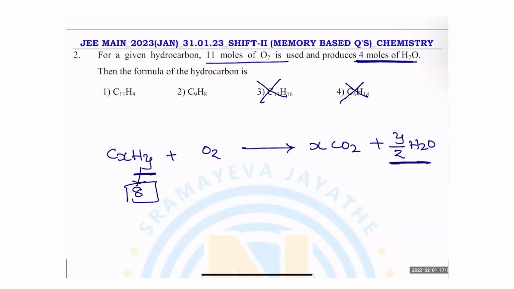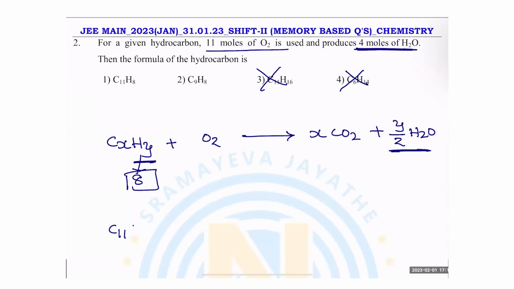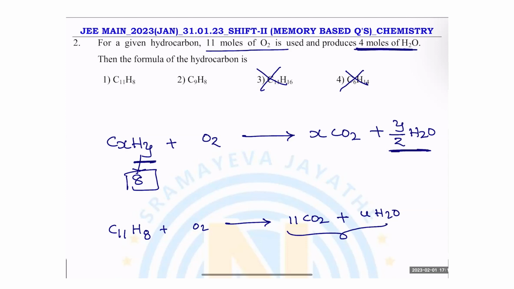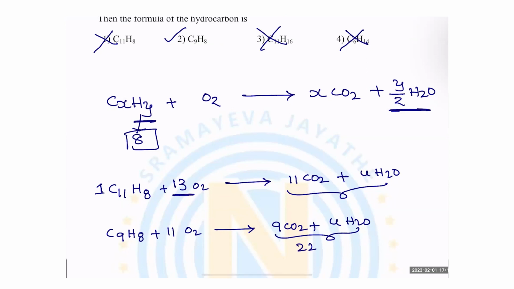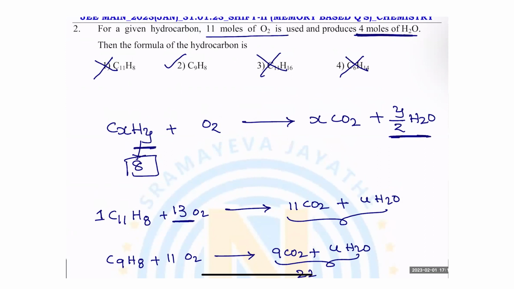So based on that, straight away you can eliminate option 3 and option 4. In case of the first option and the second option, C11H8, when it undergoes combustion, gives 11 moles of carbon dioxide and 4 moles of water. So totally 22 plus 4, 26 oxygens means you need to take 13 moles. That means 1 mole of C11H8 reacts with 13 moles, but according to the question, it is only 11 moles. So this is also wrong. So obviously your answer will be the second option, C9H8. When it undergoes complete combustion, that gives 9 moles of carbon dioxide and 4 moles of water. So totally 18 plus 4, 22 oxygens, that means 11 moles. Even in the question, 11 moles of oxygen, therefore the answer is C9H8.